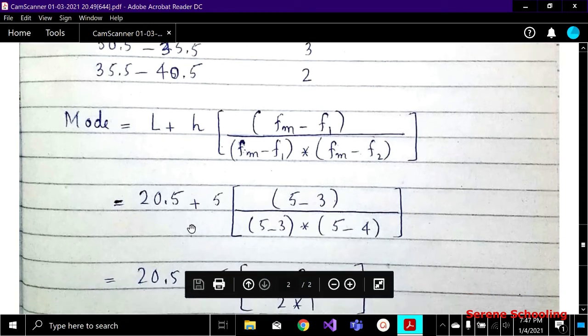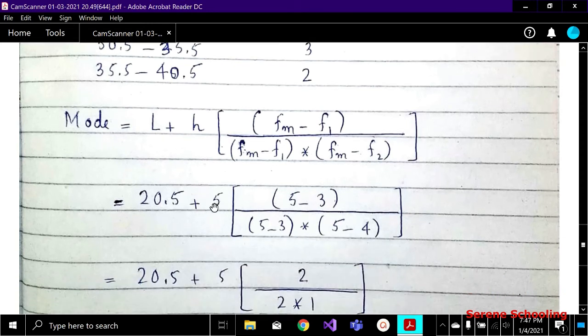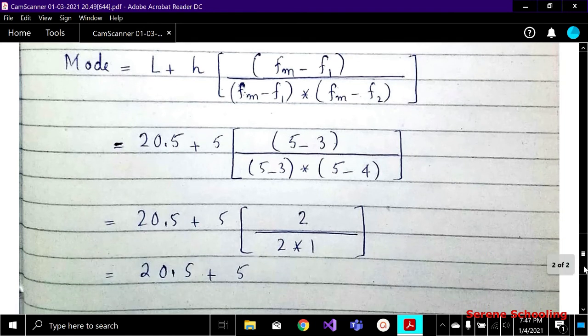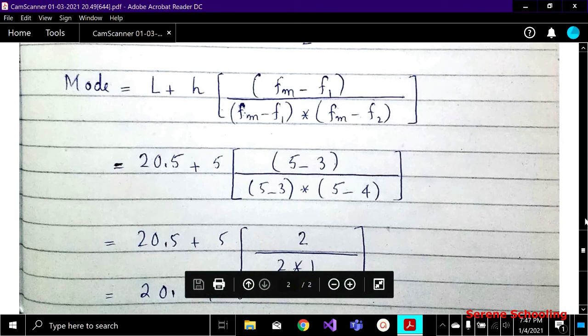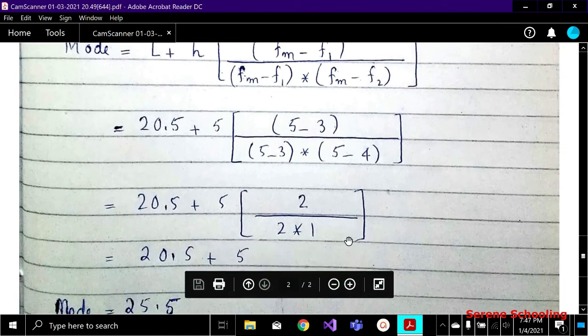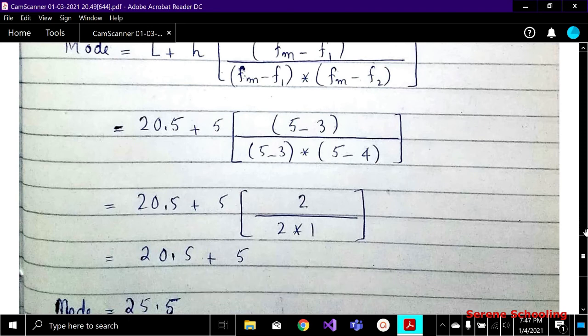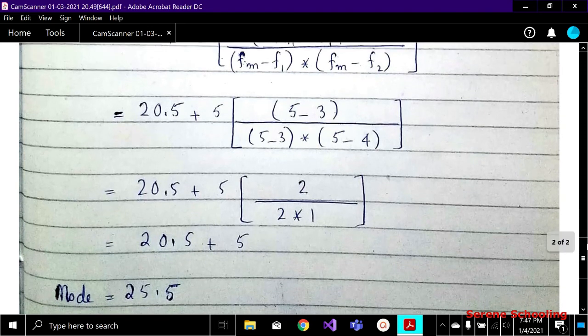So firstly, you don't just multiply this with this, but first you have to solve the parentheses. After solving the parentheses, this one is plus. Okay, after solving the parentheses, you have to multiply it with 5 and then add 20.5. So then you can see a slight difference, that is 2 plus 1, that will be 3. 2 by 3 into 5. Okay, so you will get your mode, right?